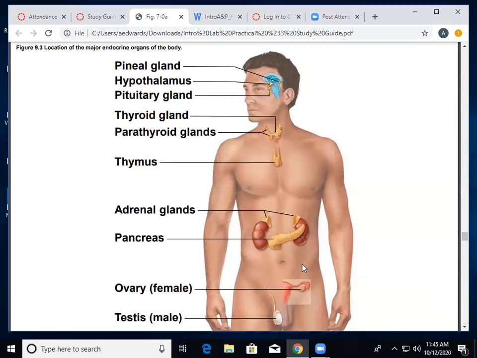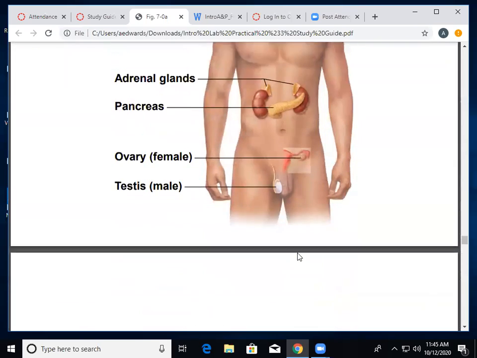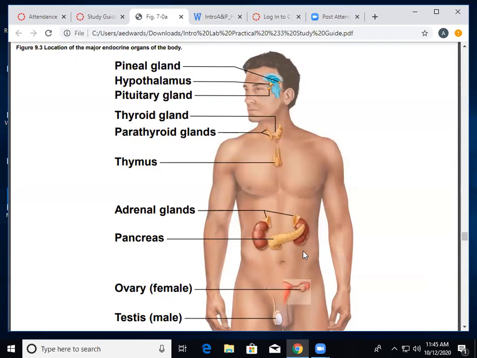Your reproductive organs are in the reproductive system, but also in the endocrine system because they release hormones. So females have ovaries and males have testes. Okay? So that's essentially what you need to know about the endocrine system for lab.